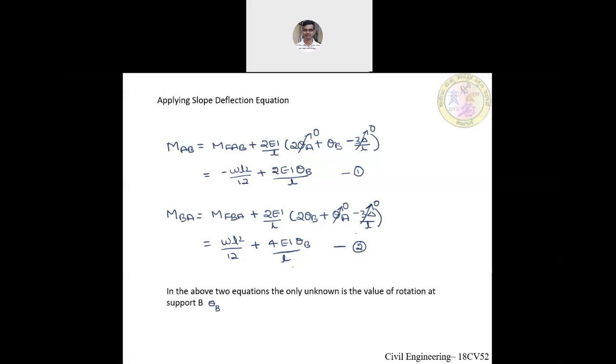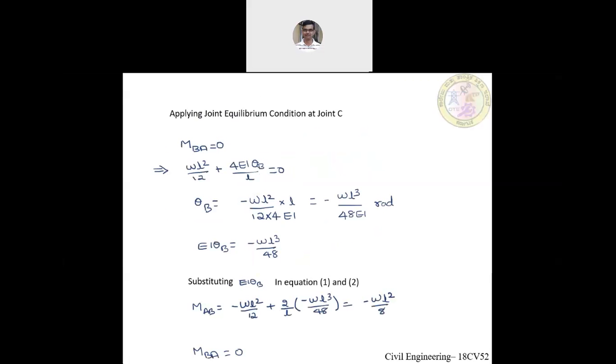Once I calculate the slope deflection equations, we are required to develop additional equations by applying the joint equilibrium condition. At each joint, the summation of moments should be equal to 0, or if it is an exterior simple support, then the bending moment at that joint should be equal to 0. Based on that, we will develop additional equations with which we will be in a position to calculate the unknown rotation values.